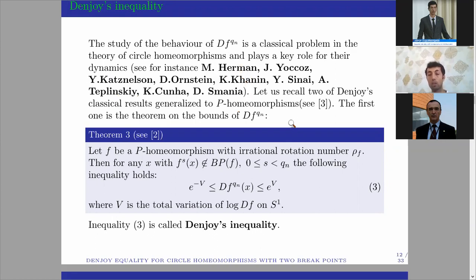Now let me recall two classical Denjoy results which are generalized to PL homeomorphisms. The first is about the bounds of D f^{q_n}, which was proved by Herman. Let F be a PL homeomorphism with irrational rotation number rho. Then for any x which is not in the orbit of a breakpoint, the following inequality holds.